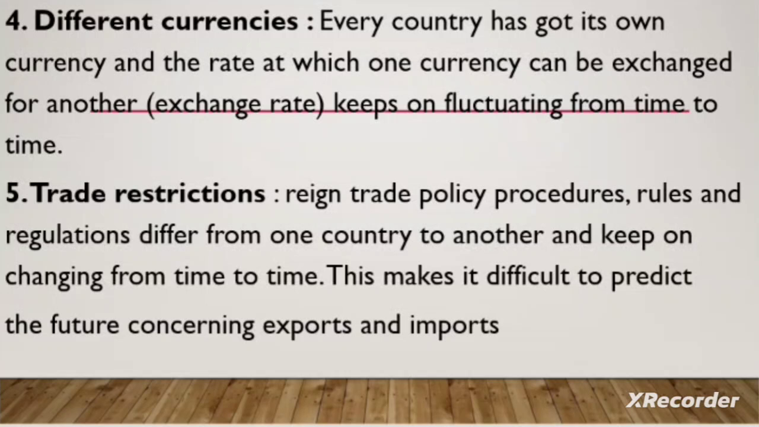Then we have trade restrictions. Trade restrictions are prohibitions on trade, where goods moving from one country to another do not pass without taxes, licences and so on. Those are trade restrictions. So foreign trade policy, procedures, laws and regulations differ from one country to another and keep on changing from one time to another. This makes it difficult to predict the future concerning exports and imports. So that's it.